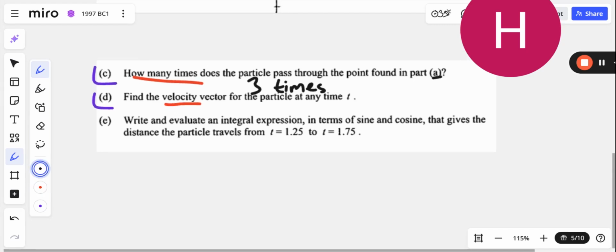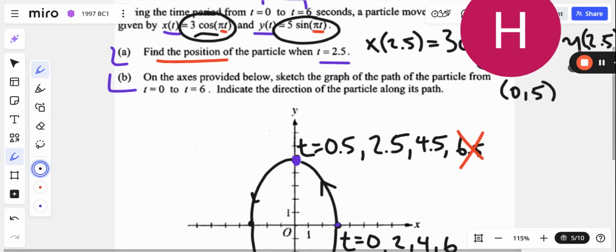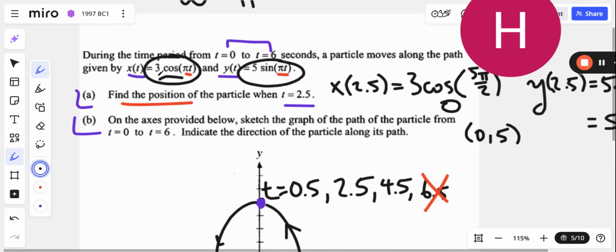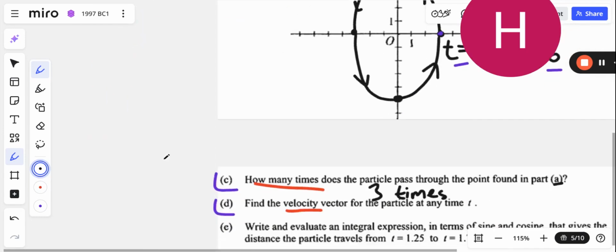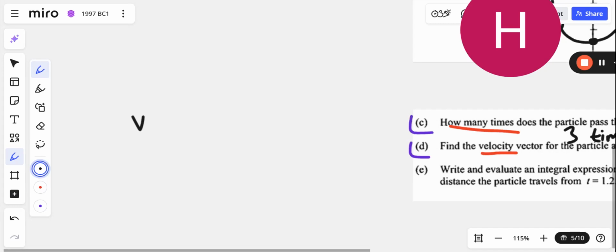Now the velocity is the derivative of the position. These are position vectors. The derivative, of course, is the velocity. So the velocity vector is going to look like this. This is x prime with respect to t, comma y prime with respect to t.